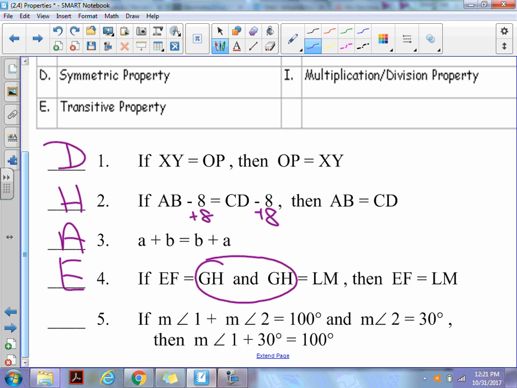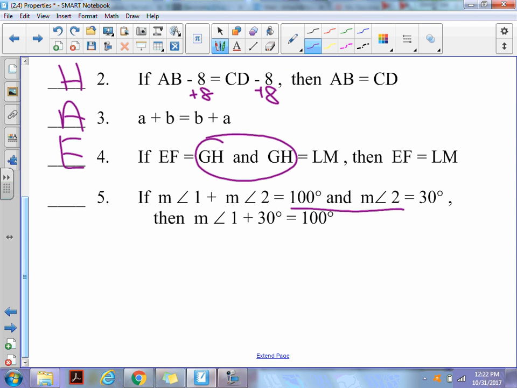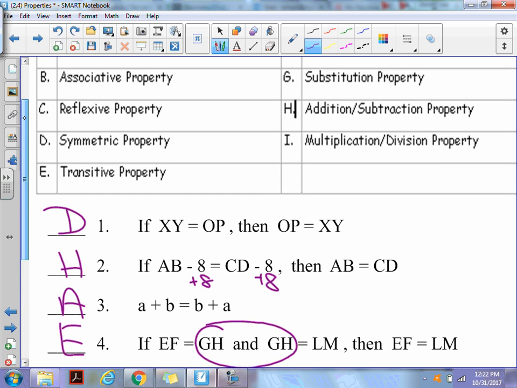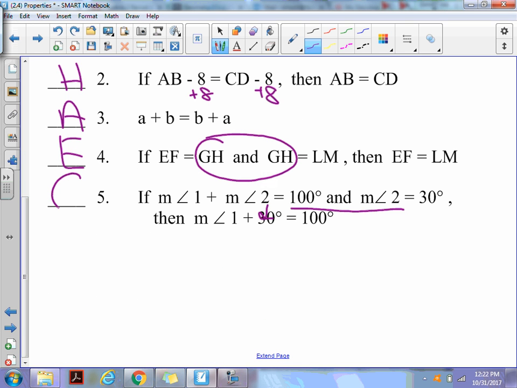All right, how about number 5? There are 3 things going on, but if you look at the word and, is the same thing on both sides? No. The left has 100 and the right has the measurement of angle 2. So it's not the same thing. All we did was take this original problem and plug in 30 for angle 2. So when you're plugging something in or replacing, it is substitution, which is letter J.